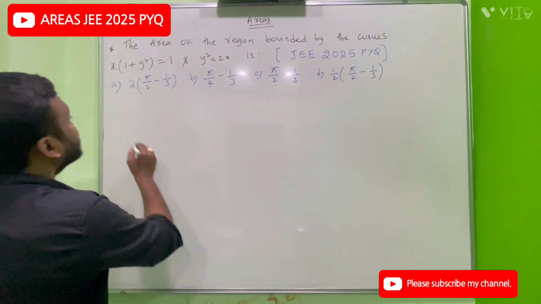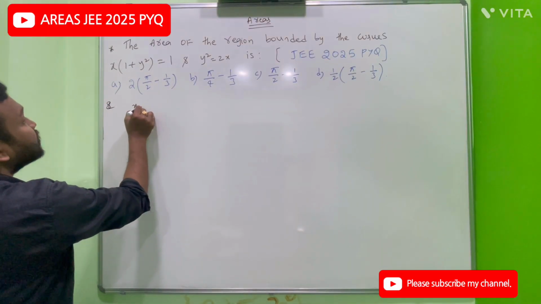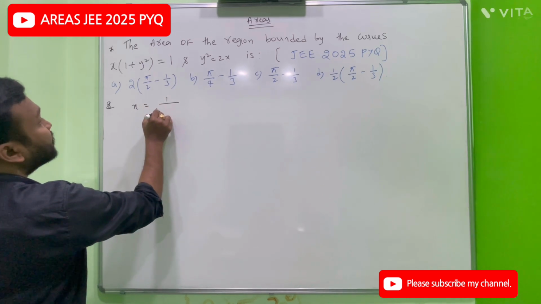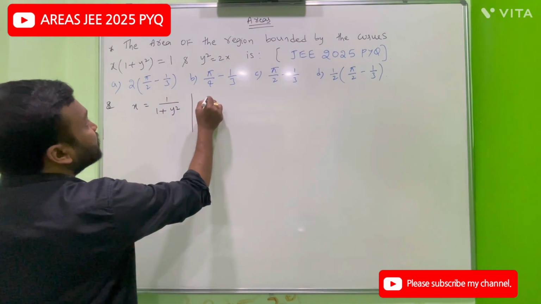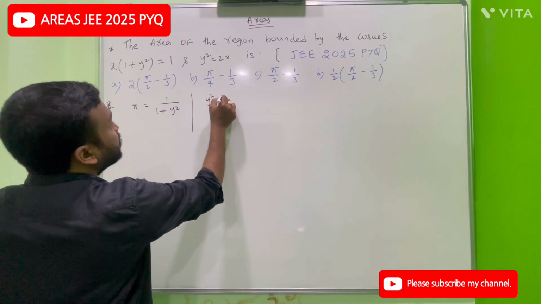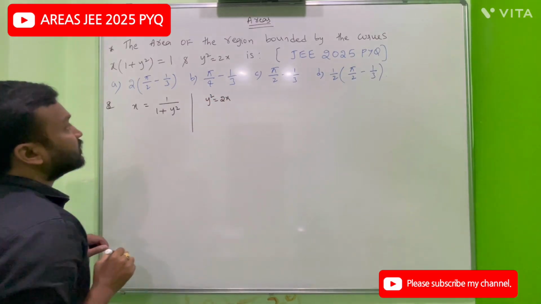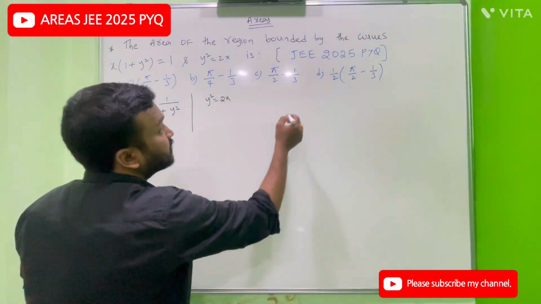So here two curves are given. What are those curves? One curve is x = 1/(1 + y²), and the other curve is y² = 2x. Now for these two curves, I'll draw the graph of this question.